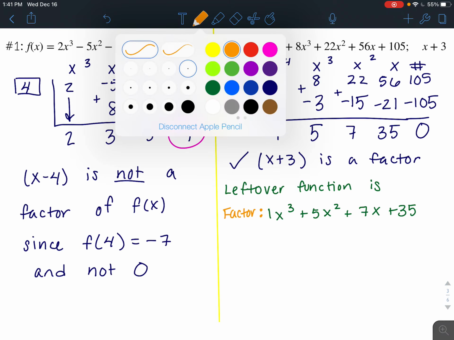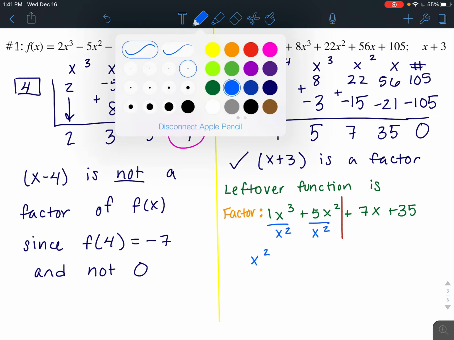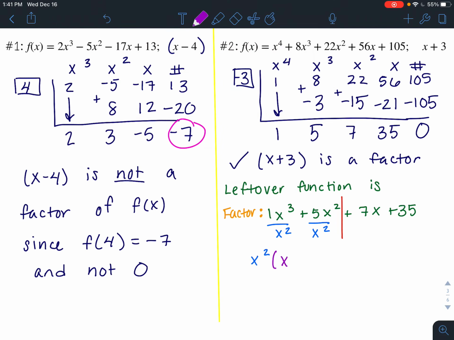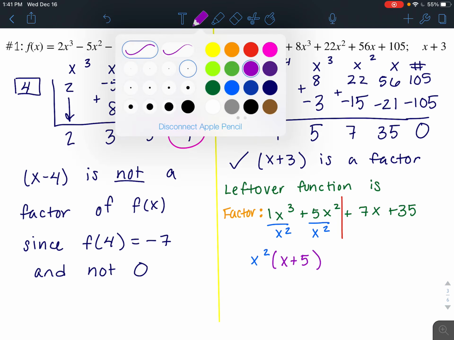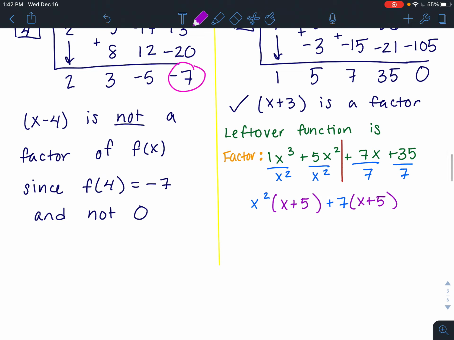Okay, so I have 4 terms, so that clues me in that I probably want to try factoring by grouping, right? Because there's no other real way to factor a 4-term polynomial. So I'm going to split my equation in half. I can take out a GCF of x squared from my left group, and I'm going to be left with x plus 5. And then my GCF for my right group is positive 7. And when I take that out, I'm left with x plus 5 over here.